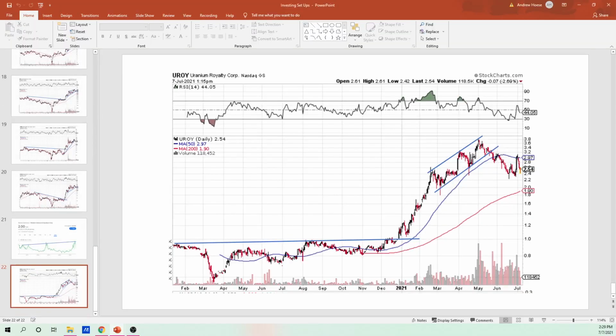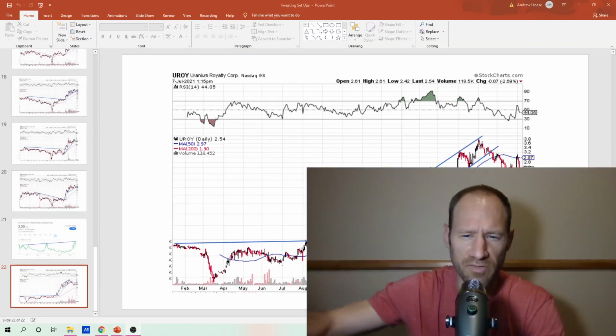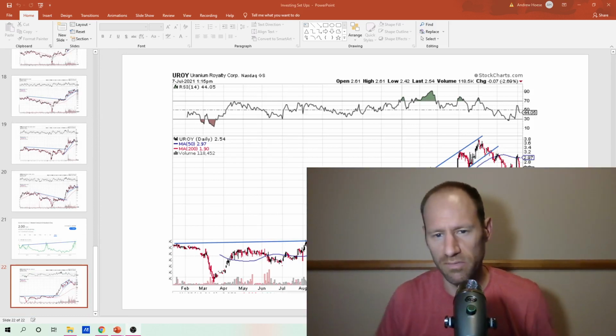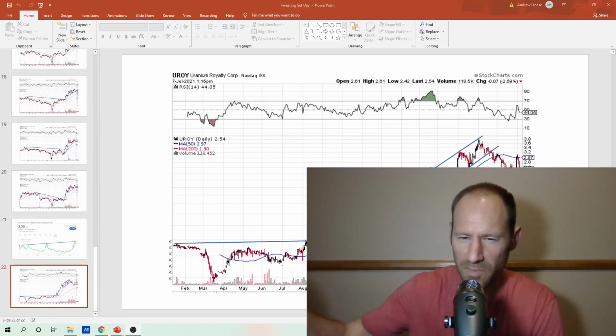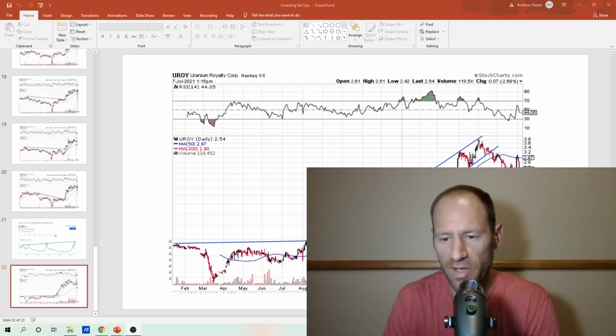So overall, that's all I did for charting this sector. I didn't want to do all the companies. They're all exhibiting very similar patterns to these. So I think I captured the overall sector with this.